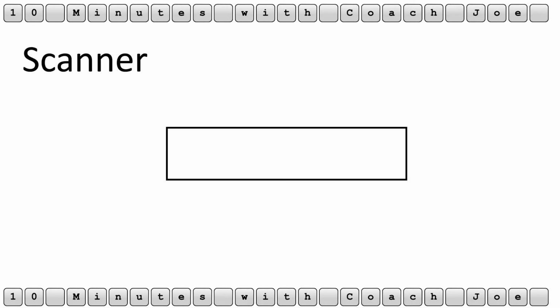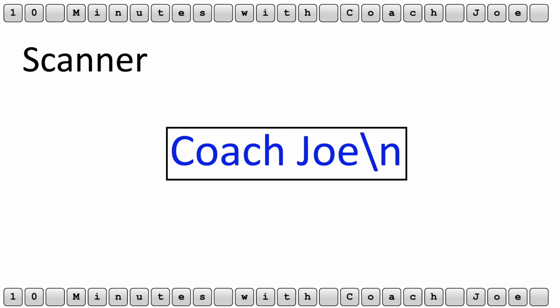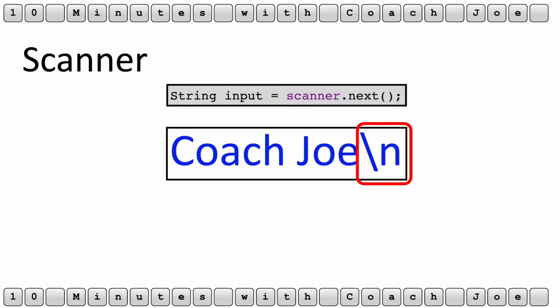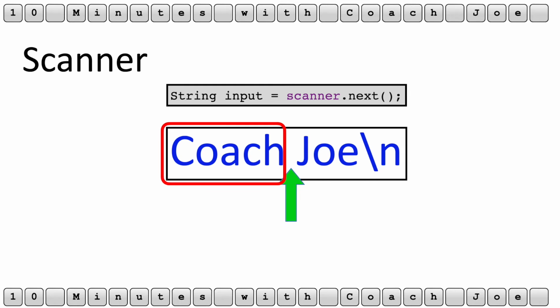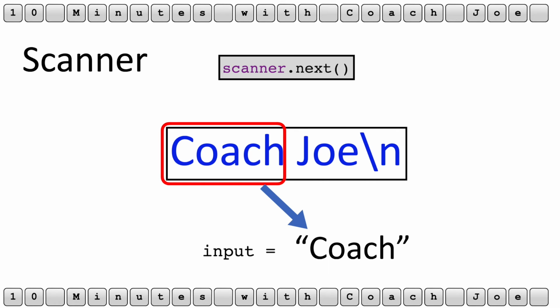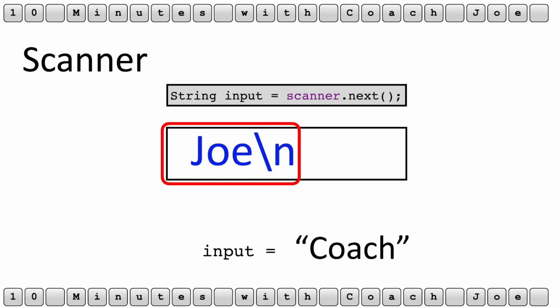Take a look at this visual to see what happened. This box represents the user input. We entered Coach Joe. There is a space between each word, and this backslash and letter n represent the return key. The next method is looking for the next string word. Once it encounters a space character, it returns this word. Coach is displayed. Space, Joe, and the return key are left inside the scanner buffer waiting to be processed.